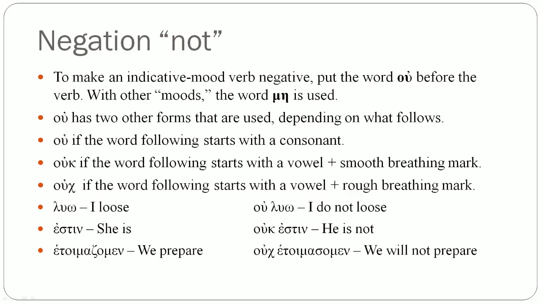Now this next word, hetoimazomen, we prepare, first person plural ending. To negate this one, notice there's an epsilon with a rough breathing mark, hetoimazomen. So when we go to negate this one, we're going to see omicron upsilon chi. Ook hetoimazomen. We will not prepare.